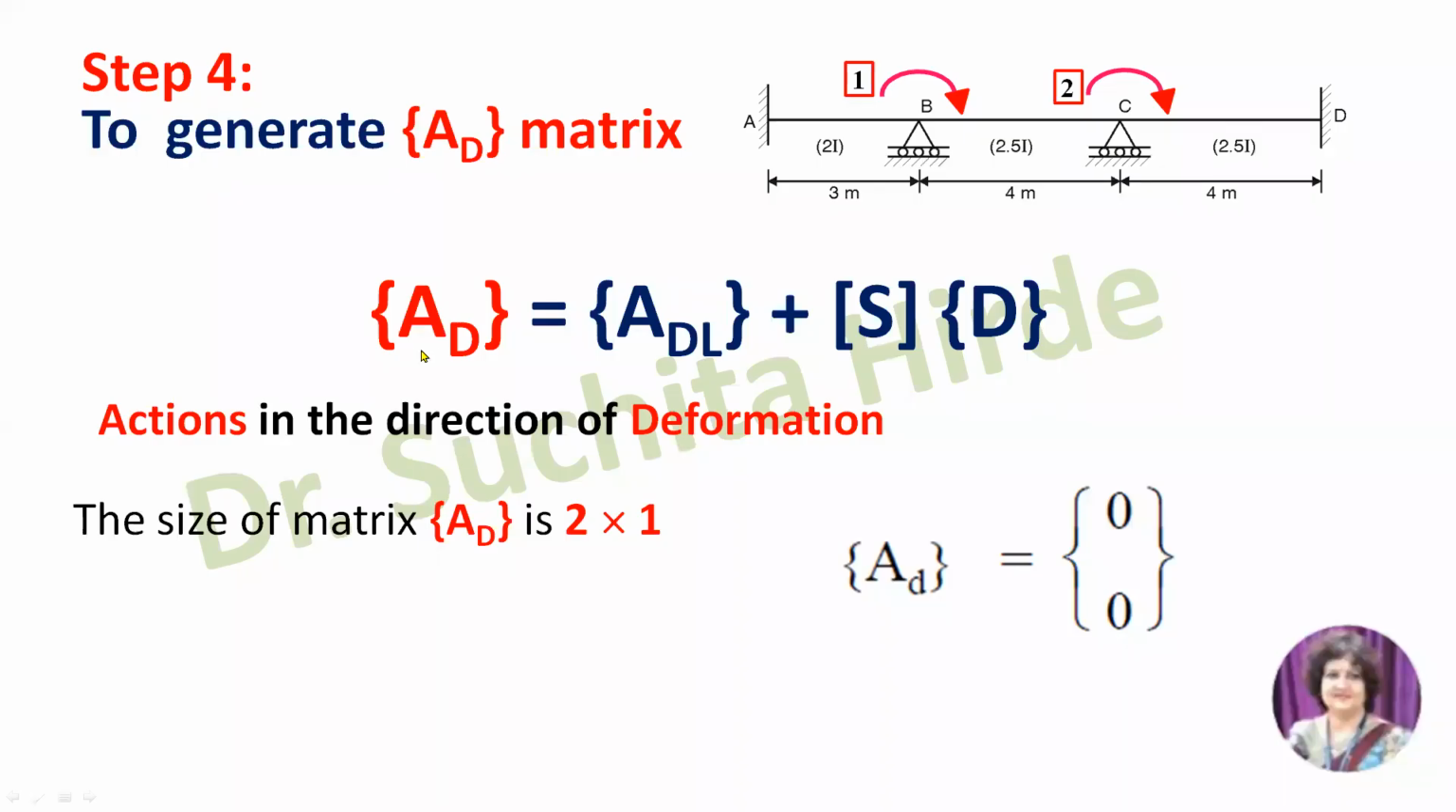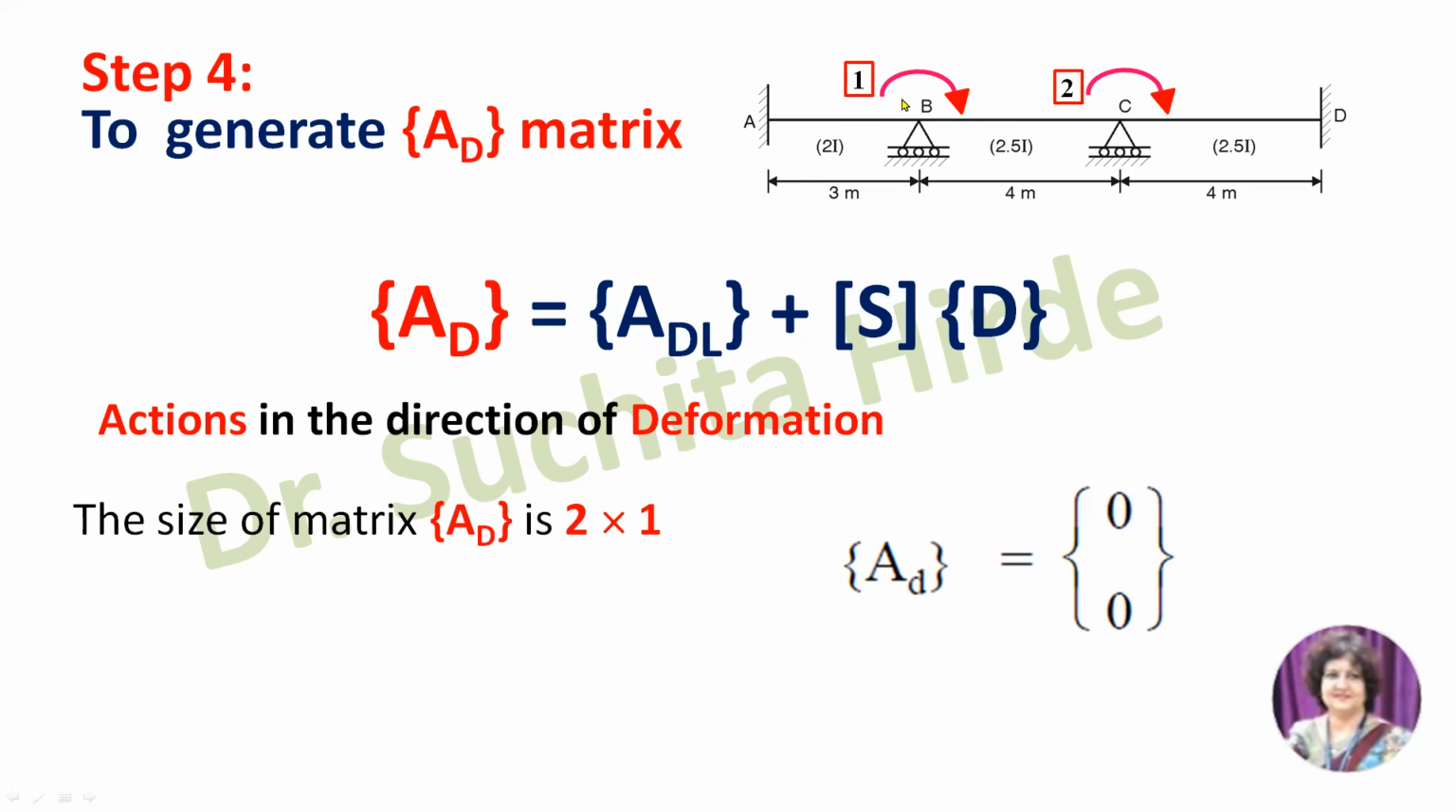Let me explain this AD matrix again. I think by mistake I explained about the ADL matrix here. So what is the AD matrix? It is actions in the direction of deformations, and actions means if there are external actions acting at this joint, then only that will appear here. It is not about the fixed end moment at B and C. Fixed end moment will appear in the ADL matrix, that is due to load. So here in the AD matrix, if external moments are there, they will appear here. Otherwise, the AD matrix is a 0 0 matrix.